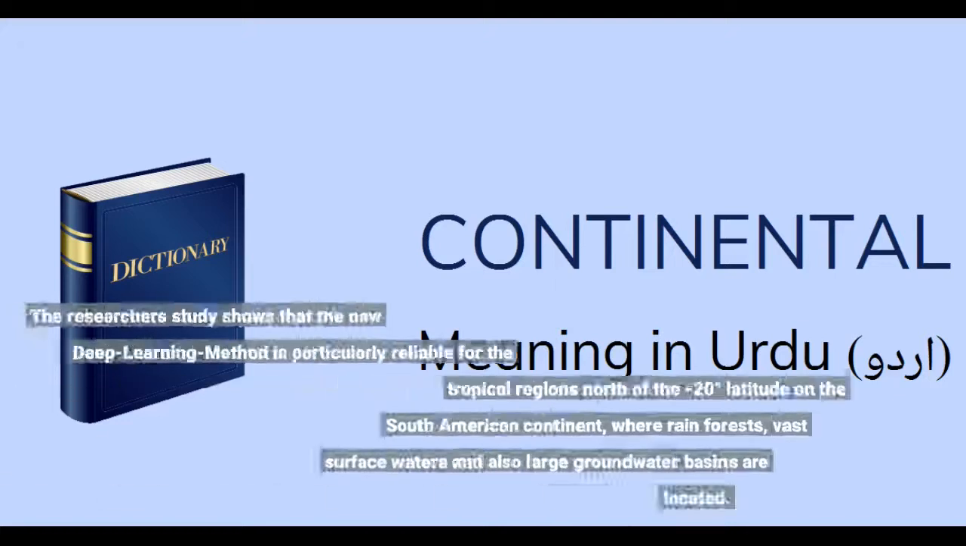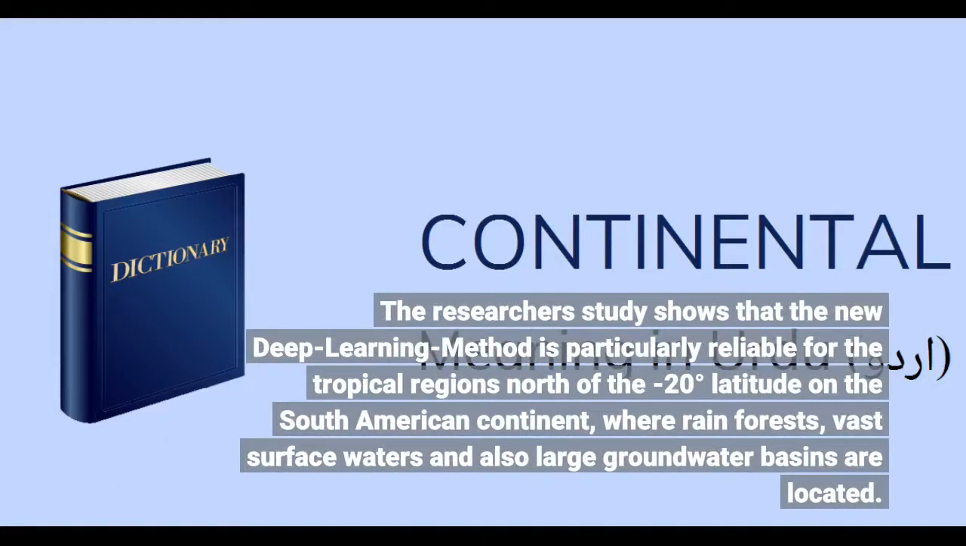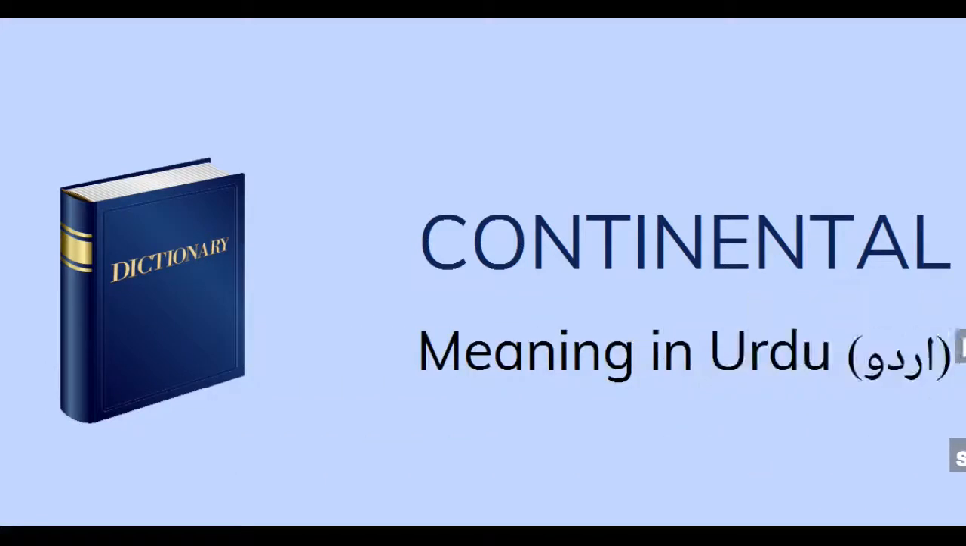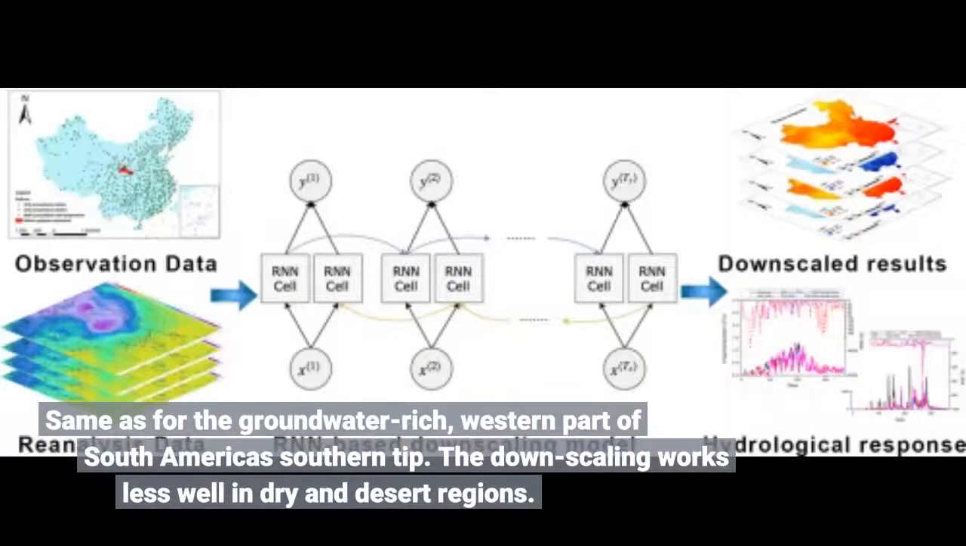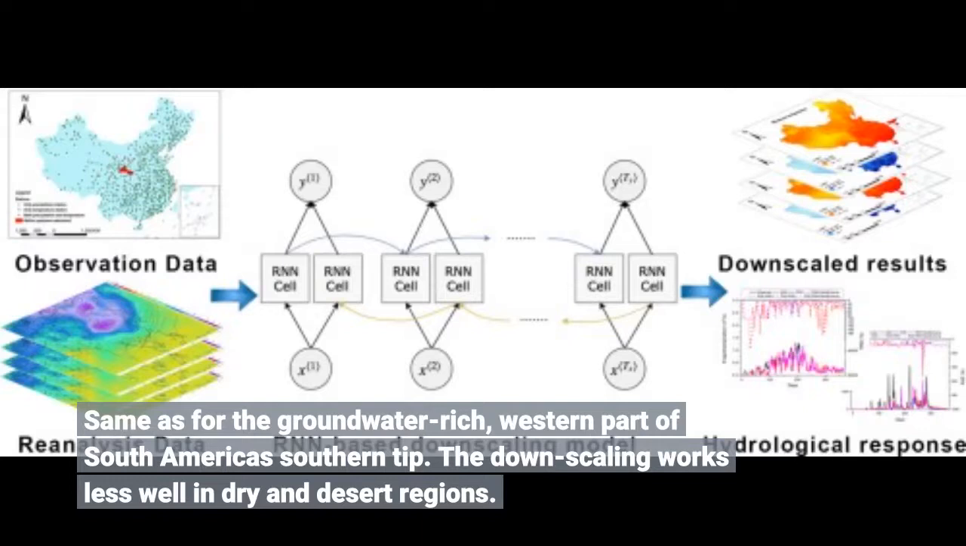The researchers' study shows that the new deep learning method is particularly reliable for the tropical regions north of the -20° latitude on the South American continent, where rainforests, vast surface waters and also large groundwater basins are located. The same goes for the groundwater-rich, western part of South America's southern tip. The downscaling works less well in dry and desert regions.